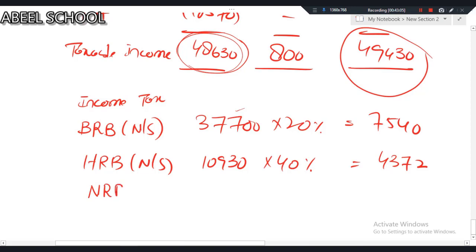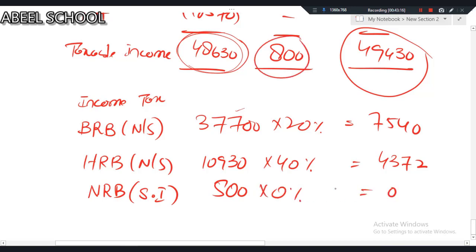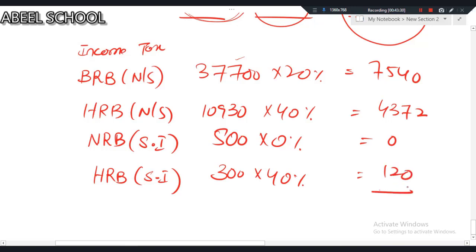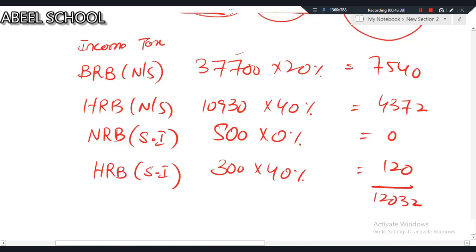So nil rate band, savings income, 500 into 0% is obviously 0. The remaining 300 out of this 800 obviously falls in the higher rate band. It is $120. Here comes your income tax liability, 7,540 plus 4,372 plus 120. I'm getting 12,032.